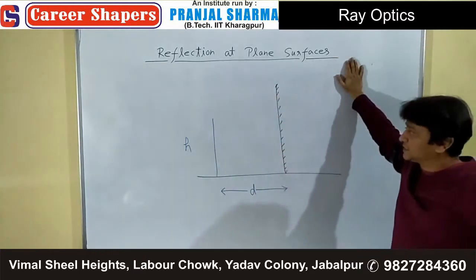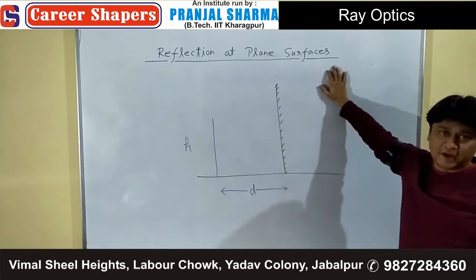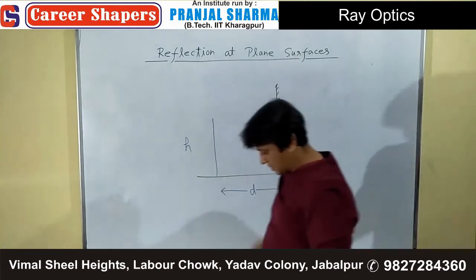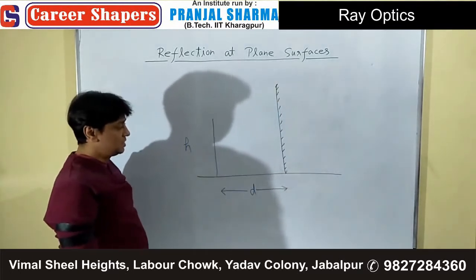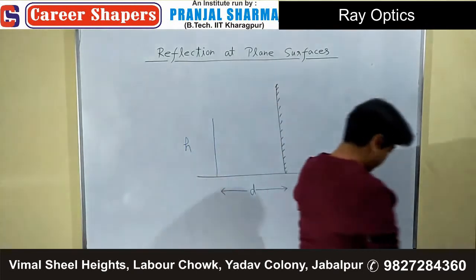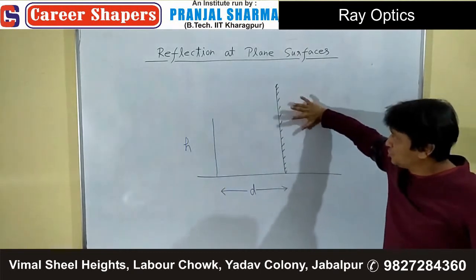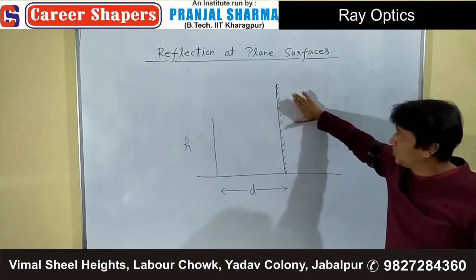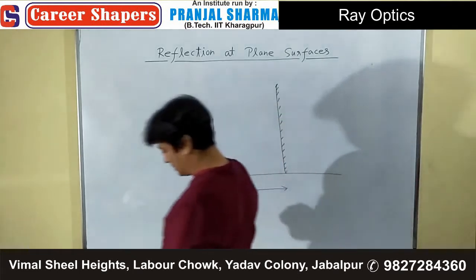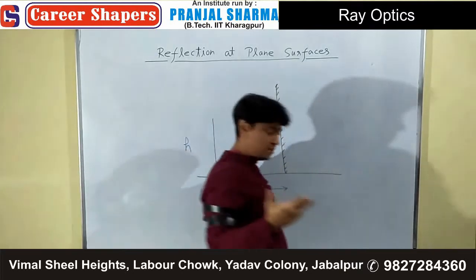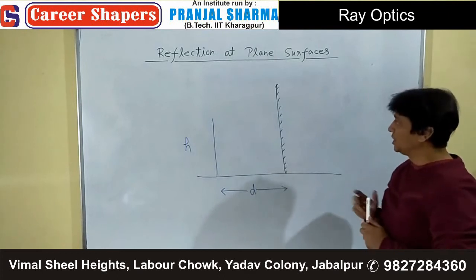A person of height h is standing in front of a large mirror, then find out at what distance he should stand in front of the mirror, and what length of mirror is required so that he can see his full image in this mirror.